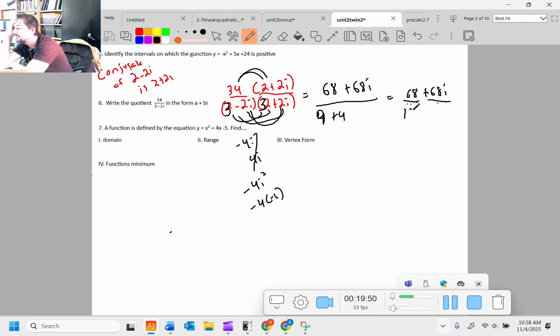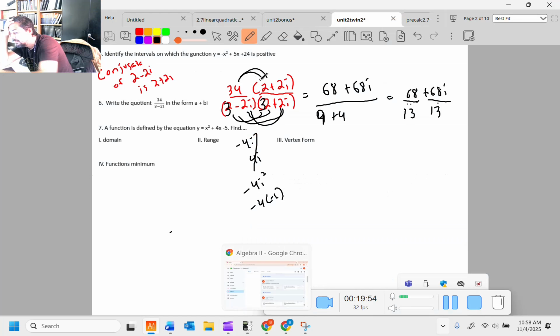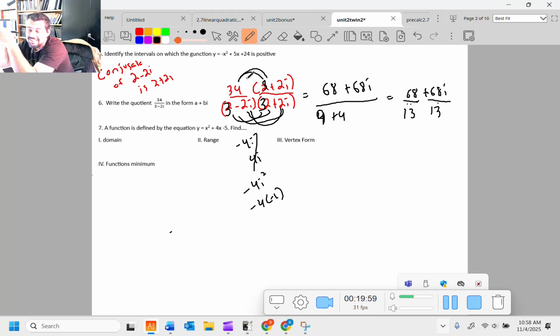Okay, so I still do want to show you something. Oh, I got to change the top too. That's a 3. 34 times 3 is 102.